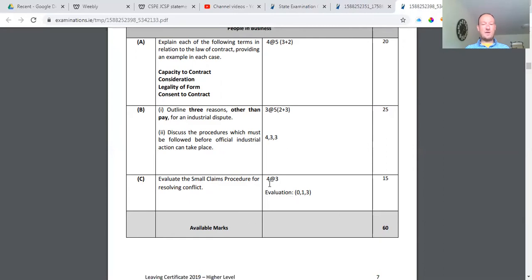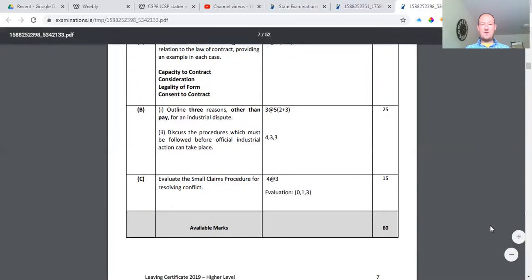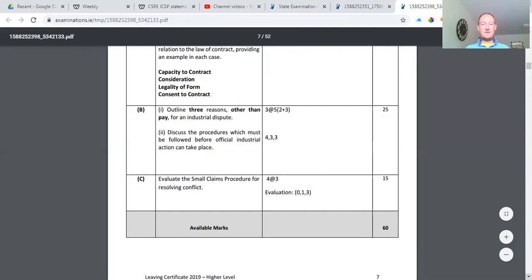So 3 4s are 12. So you're getting your marks for state and explaining, maybe an example again instead of one of the explanations, and then 3 marks left over at the end for an evaluation. Okay, so that gives you an idea of how these questions operate.